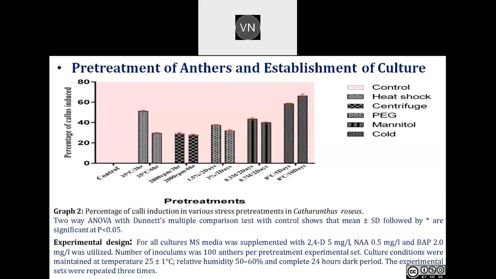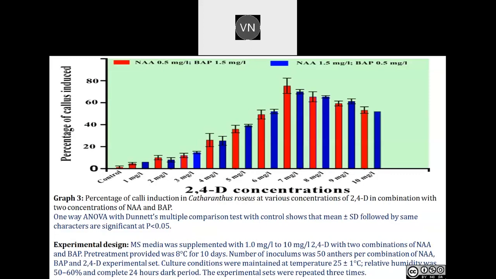Now, let's talk about the pretreatment of anthers. As you can see, I tried two combinations of each pretreatment, and the control condition was also there. Of that, I found that the cold pretreatment at 8 degrees Celsius for 10 days was very significant for the induction of haploids, that is, the culture of callus. The other details about the experimental design are given below. Next, please.